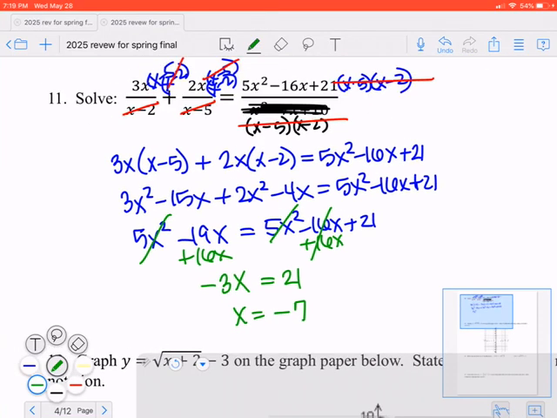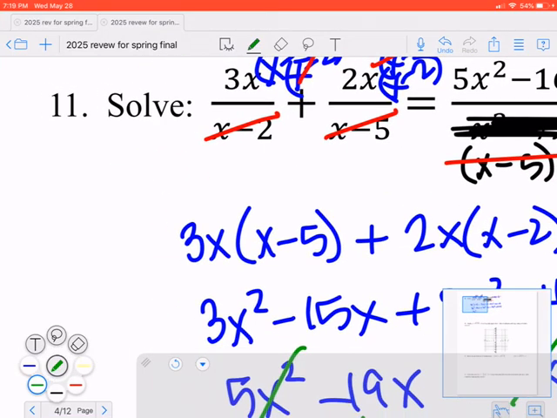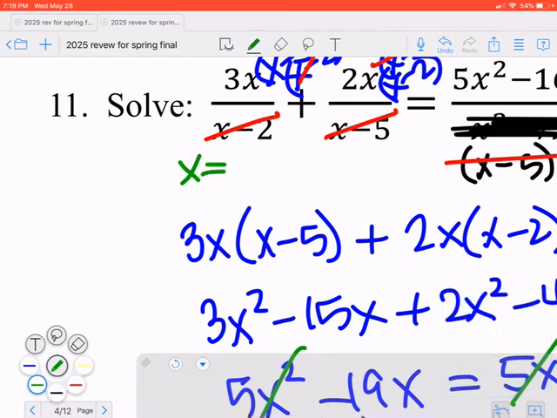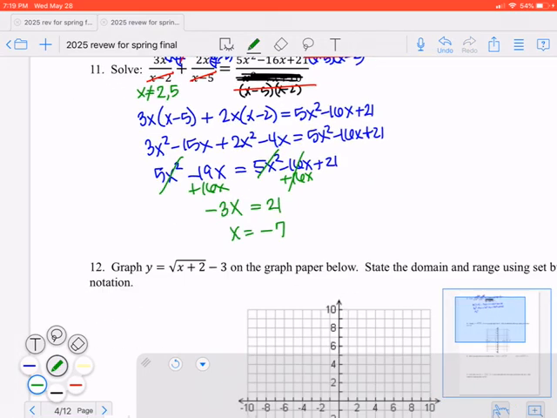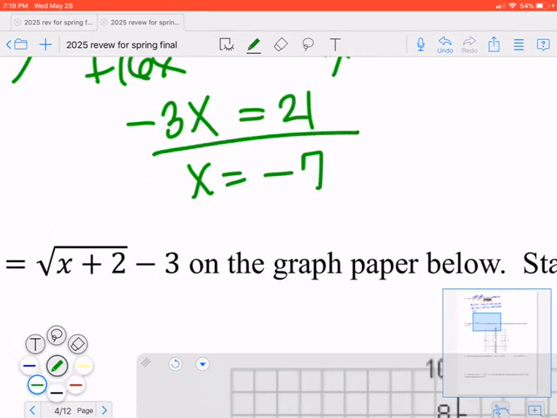And that is not one of our restricted values, so we're good, because remember there can't be a 0 on the bottom of a fraction. So x can't equal 2, that gives you a 0. And x can't equal 5. But we didn't get 2 or 5, so we are good.